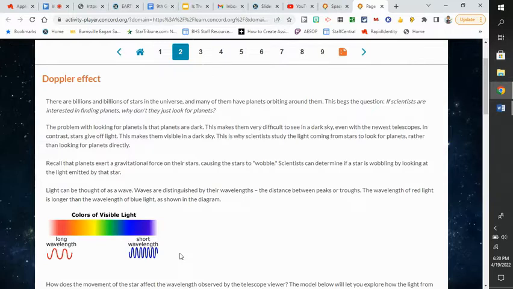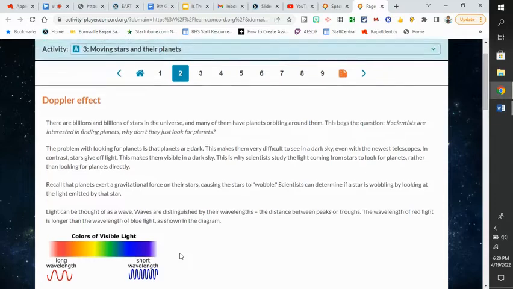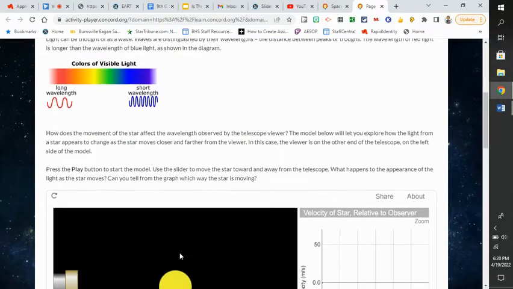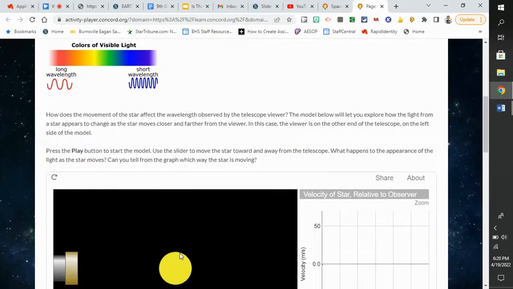Light can be thought of as a wave. Waves are distinguished by their wavelengths, the distance between peaks or troughs. The wavelength of red light is longer than the wavelength of blue light, as shown in the diagram. How does the movement of the star affect the wavelength observed by the telescope viewer? The model below will let you explore how the light from a star appears to change as the star moves closer and farther from the viewer.